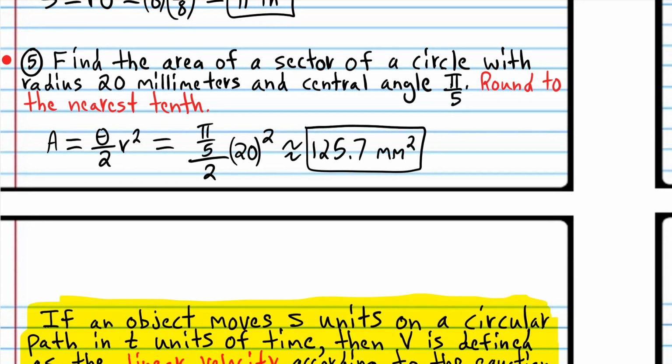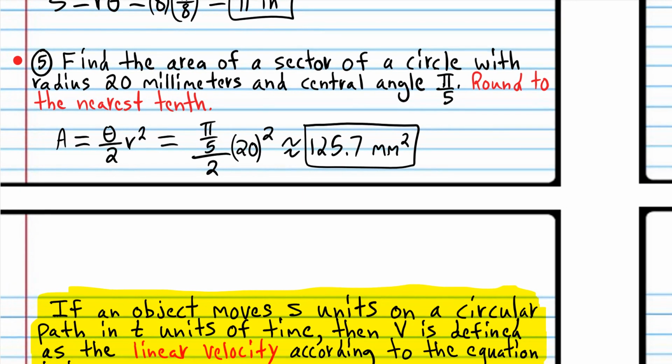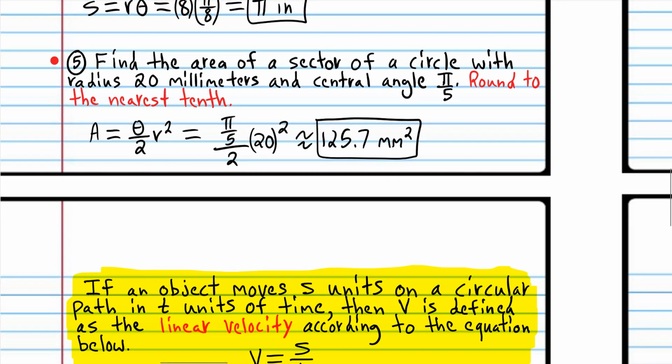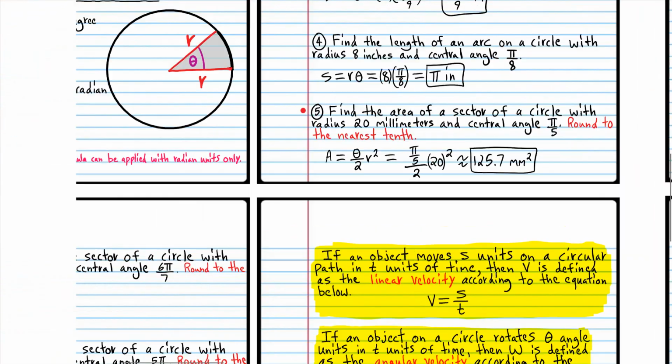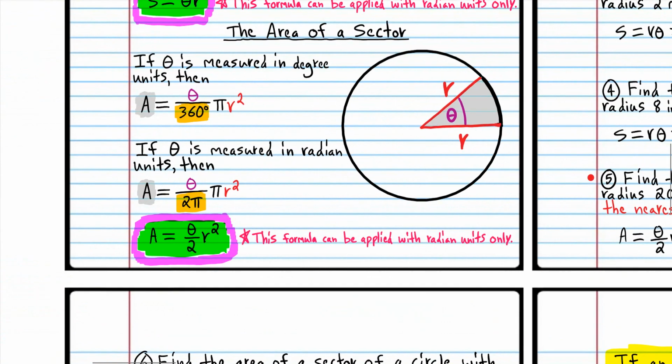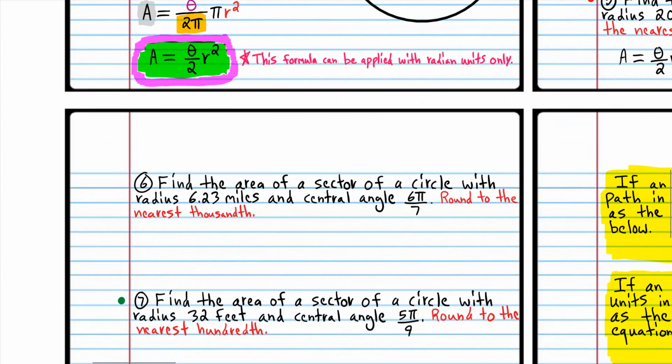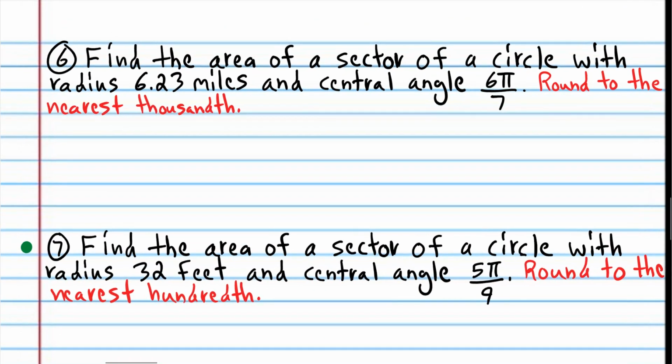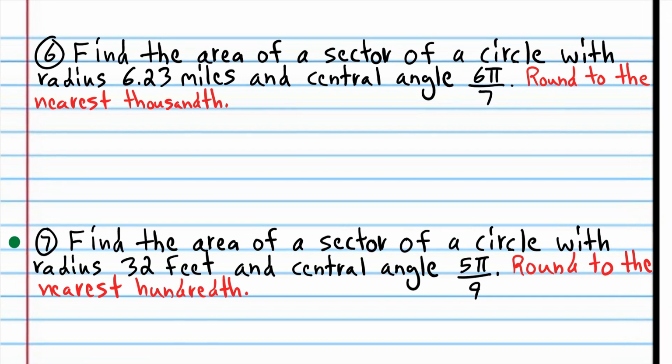So what that means is that we're determining how many little square millimeters can fit in the sector of the circle. Okay, so again, we're just using this formula here, which again only works when you're using radian units. It does not work if you use degrees.